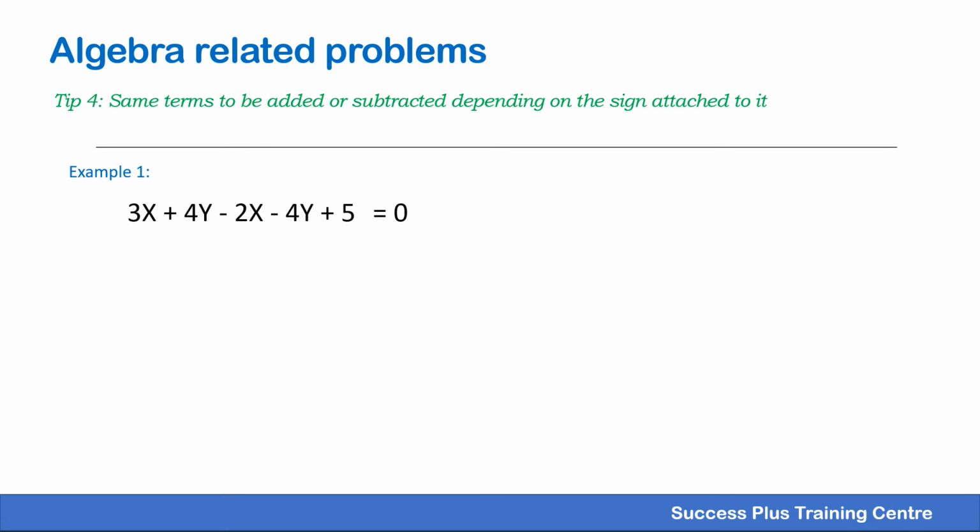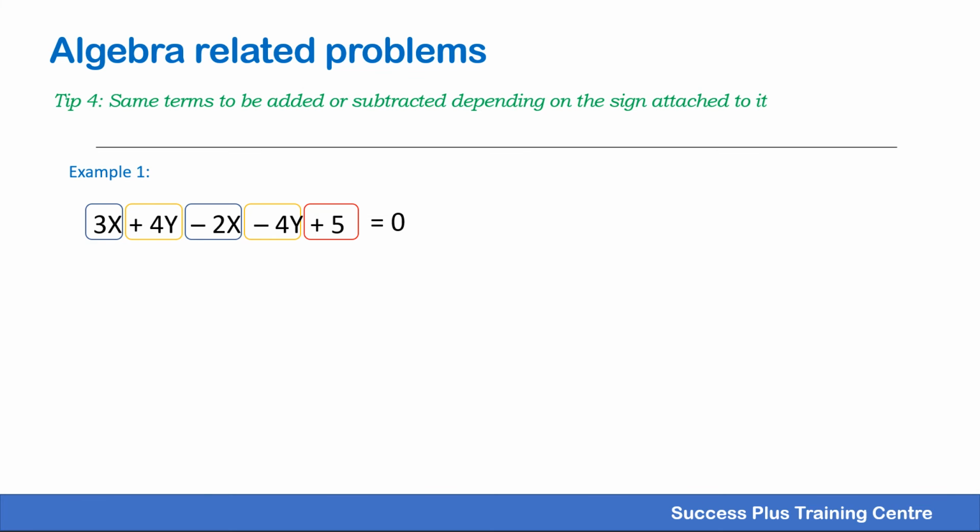Tip number 4. Same terms to be added or subtracted depending on the sign attached to it. Let's have a look at the following example to clarify this tip. 3x plus 4y take away 2x take away 4y plus 5 equals 0. Using tip number 3, to solve this algebraic equation, first thing, we need to add and subtract only similar terms. When selecting similar terms, you must select the sign that is attached to the term.